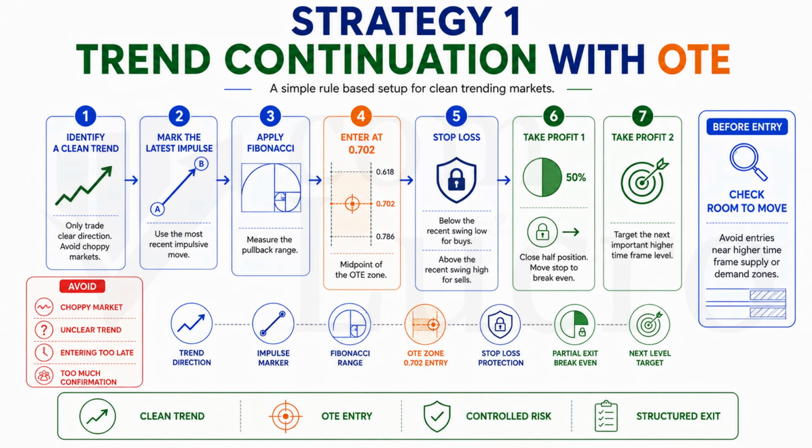Now that we have covered the key ideas behind Fibonacci levels and the OTE, it is time to move into a practical trading strategy with clear entry and exit rules. The first strategy is a simple but powerful trend continuation setup that combines market structure with Fibonacci retracement levels. Open any chart on TradingView.